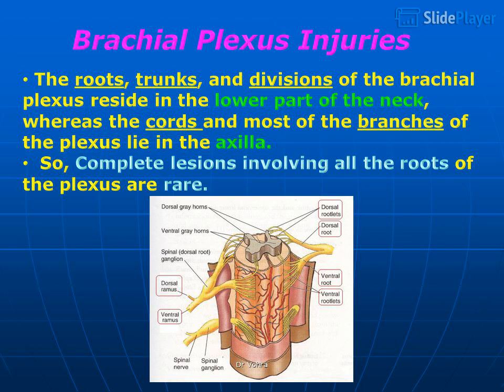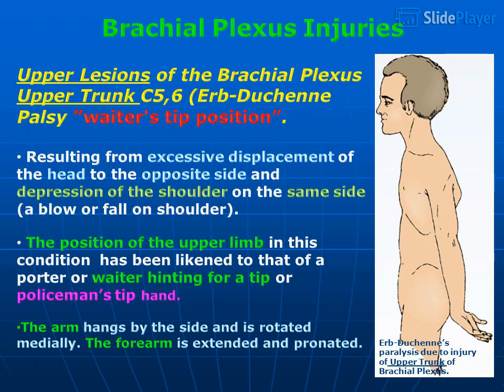Brachial plexus injuries. The roots, trunks, and divisions of the brachial plexus reside in the lower part of the neck, whereas the cords and most of the branches of the plexus lie in the axilla. So, complete lesions involving all the roots of the plexus are rare. Brachial plexus injuries.